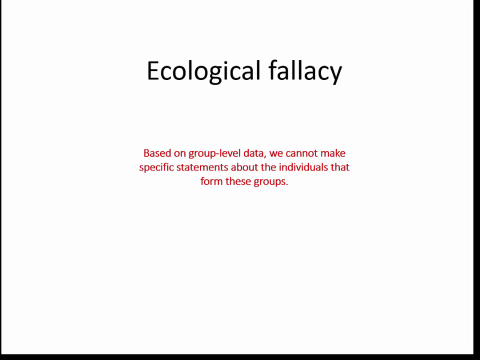Okay, so fallacies. A quick reminder, ecological fallacy, great exam question. What is an ecological fallacy? It's really that based on group level data, we cannot make specific statements about the individuals that form these groups. That's a bit counterintuitive. Just because people wear glasses doesn't mean that they are intelligent, even if on average people who wear glasses are more intelligent. That's a really weird thing. But you cannot just pick one individual and conclude. The big mistake here is that you take a macro correlation, apply it, and pretend that there's a micro correlation as well. So that's the ecological fallacy.